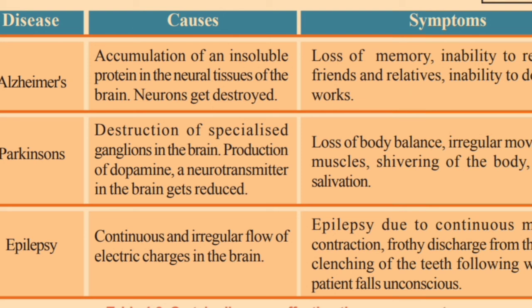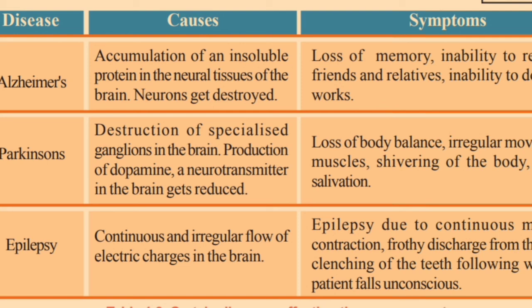Then third disease, epilepsy. Epilepsy, what is the cause of epilepsy? Continuous and irregular flow of electric charges in the brain. Epilepsy is the condition of continuous and irregular flow of electric charges in the brain.